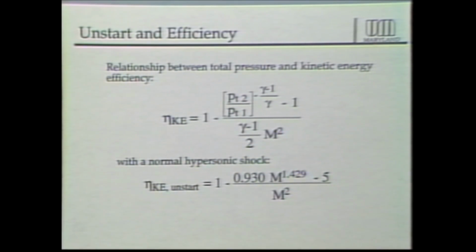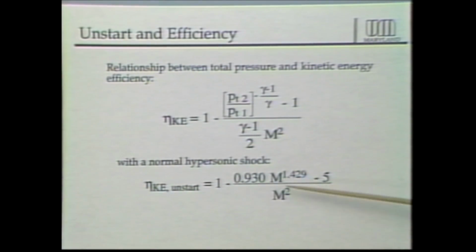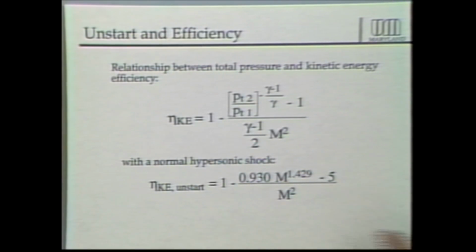Typically, for flight at Mach 10, we might design the inlet with a kinetic energy efficiency of about 97%. An unstart could drop us down to 80% or lower, 70% if we're not careful. But as I said, efficiency isn't the only part of the problem.